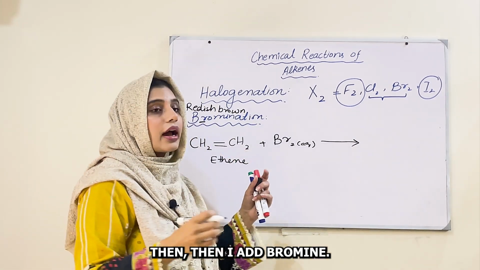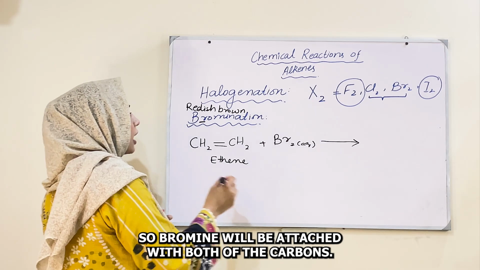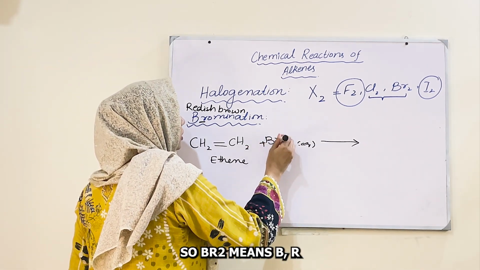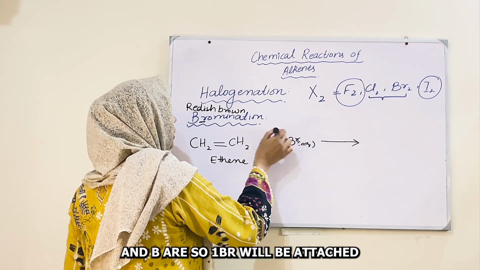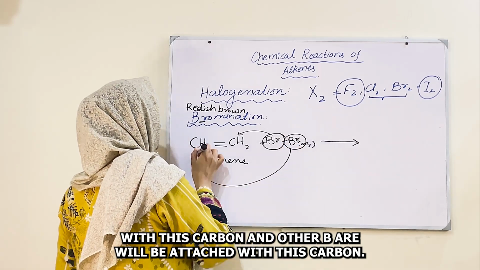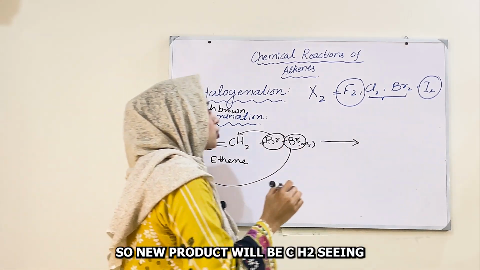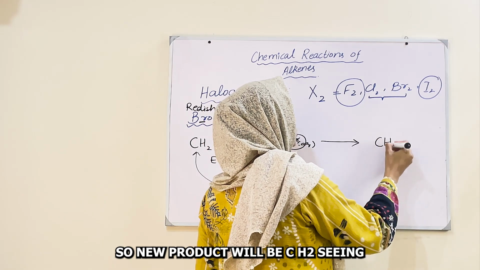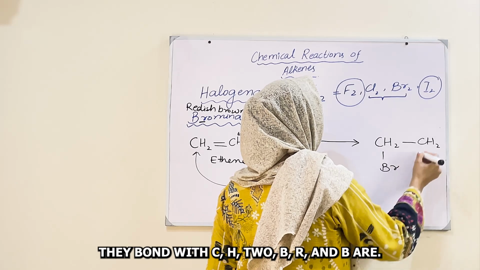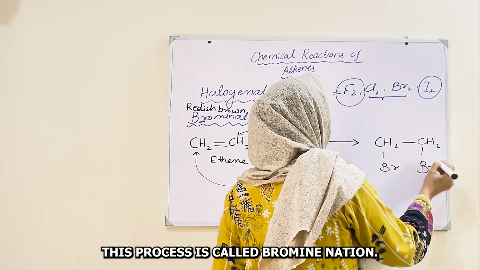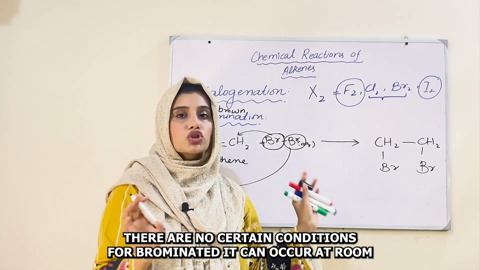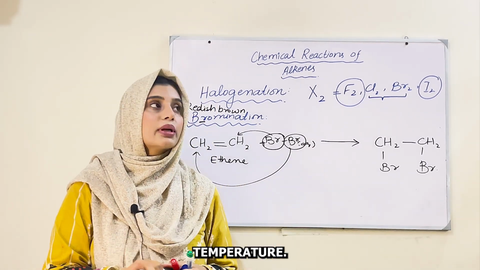Then when I add bromine, it will be attached with both of the carbons. So Br2 means Br and Br. One Br will be attached with this carbon and the other Br will be attached with this carbon. So the new product will be CH2Br single bond CH2Br. This process is called bromination. There are no certain conditions for bromination. It can occur at room temperature.